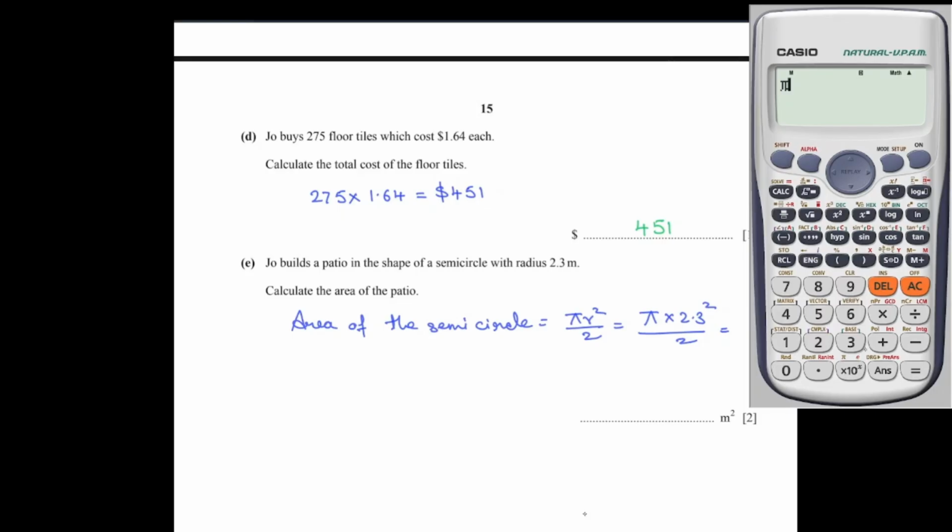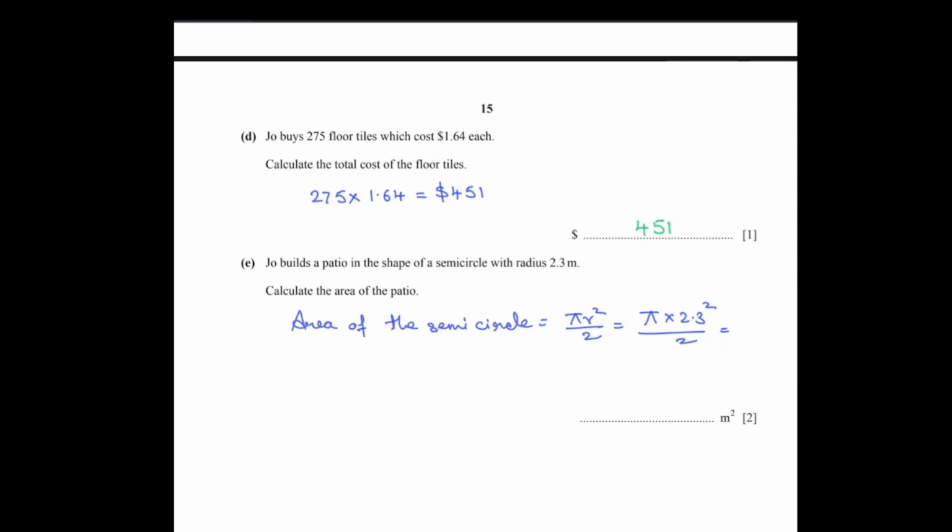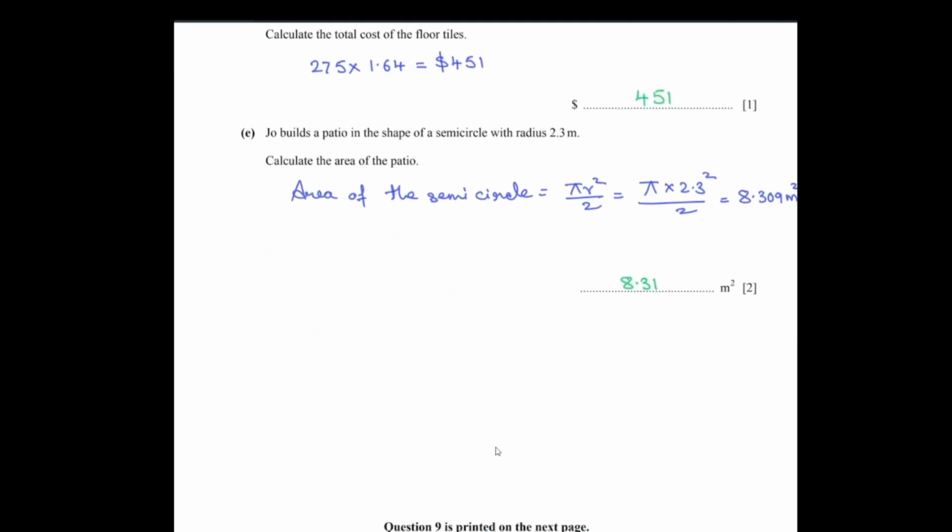Shift key, pi multiplied by 2.3 square divided by 2. 8.309. So you can round it to one decimal place. Area 8.309 meter square. So answer can be rounded to two decimal places. 8.31 meter square is the area of the patio. Question number 8 is finished. Question number 9 now.